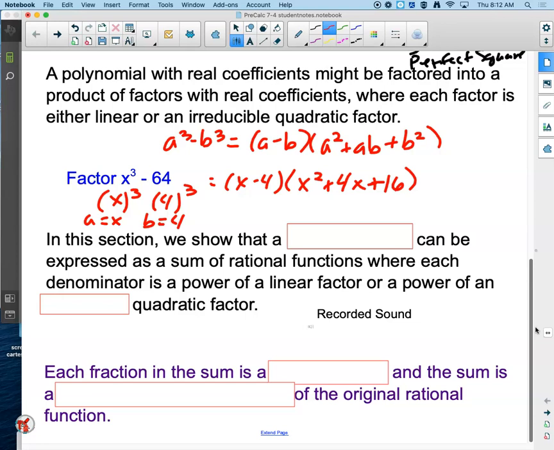So we look at this and we think, all right, maybe it's a perfect square trinomial. This is x squared and this is 4 squared. So maybe this works out really super nice. Well, x times 4 is 4x, and when you double it, you don't get 4x. So it's not a perfect square trinomial.